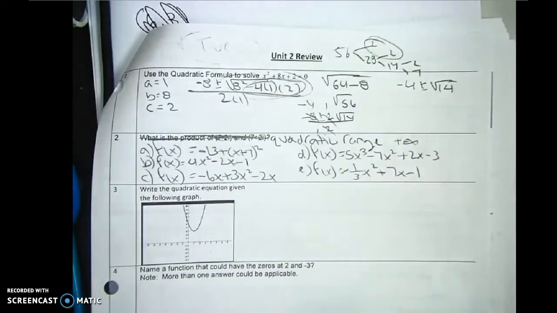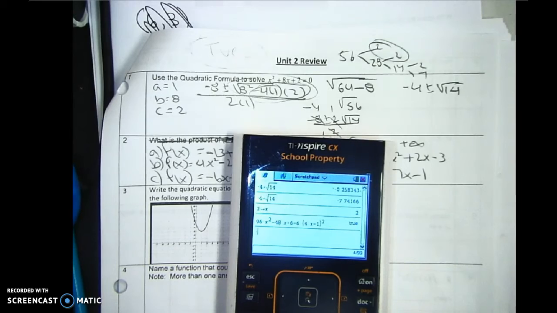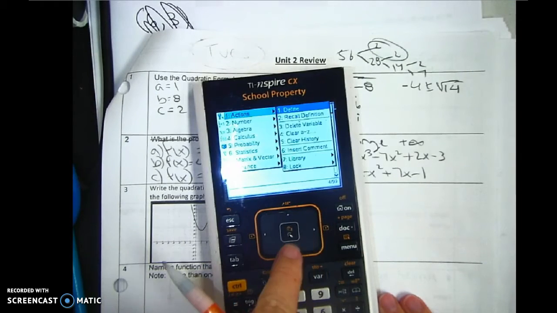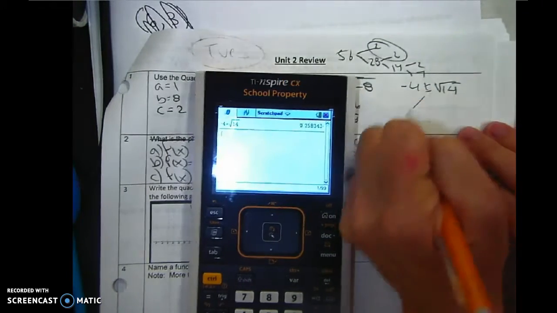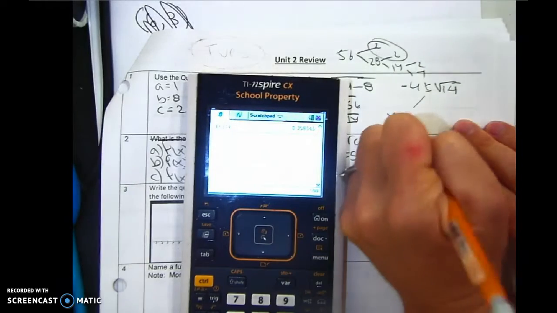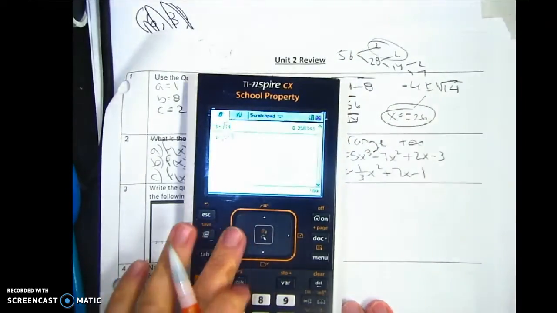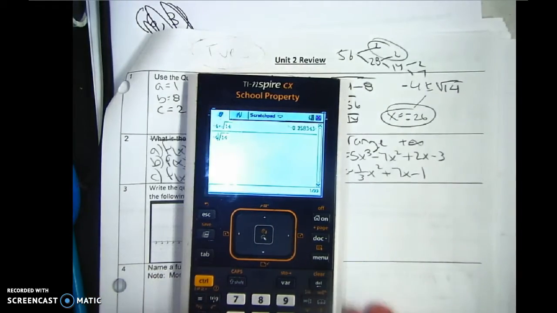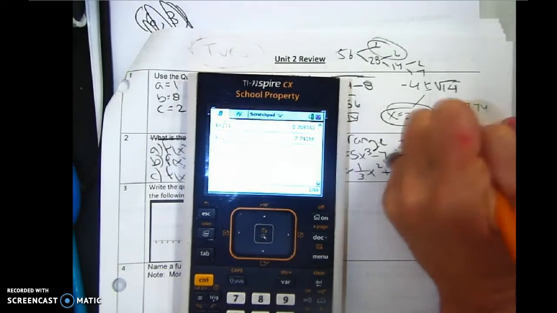Now I'm going to pick up my calculator and make sure I'm good to go. Let me go menu, actions, delete all. I like to make it clean. So negative 4 plus rad 14, which is negative 0.26 rounded to hundredths. Up, up, enter. And x equals negative 7.74.